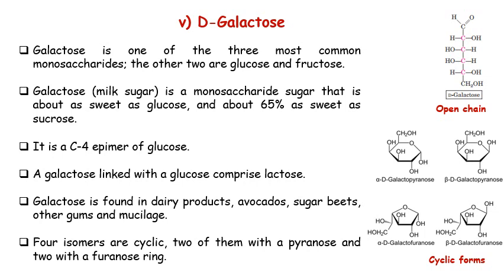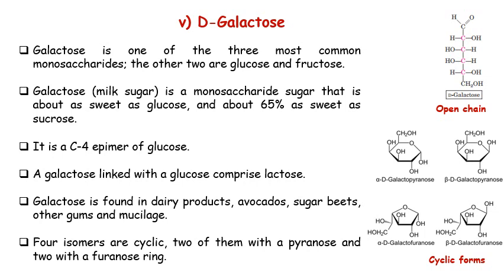A galactose linked with glucose comprises lactose. So glucose and galactose combine together to form lactose, that is found in milk sugar. Galactose is commonly found in dairy products and in avocados, sugar beets, and other gums and mucilage, etc.